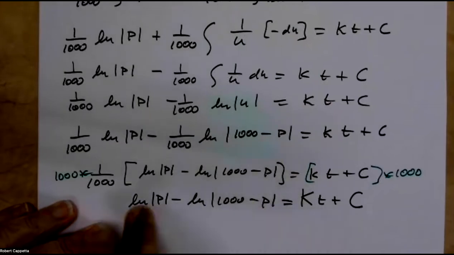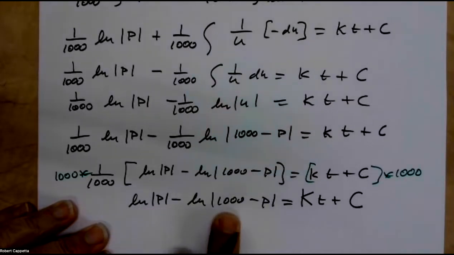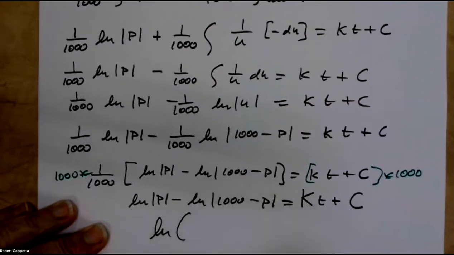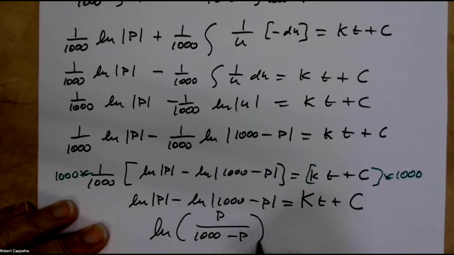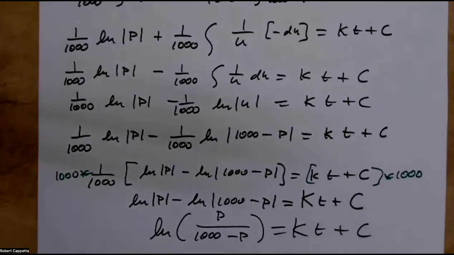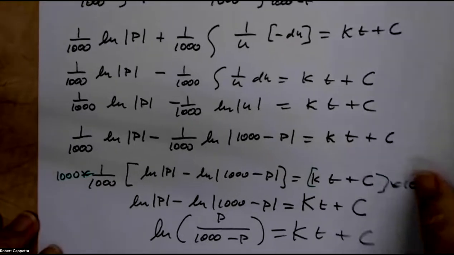So, and I really can ignore these p's. Population is always positive. If the max is 1,000, 1,000 minus p is always positive. So at this point, I'm going to choose to ignore absolute values, recognizing these things are always positive. This is p over 1,000 minus p equals kt plus c. All right. Where do we go from here?